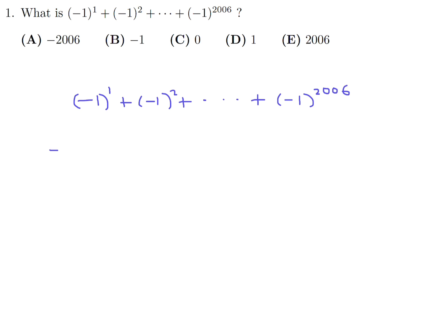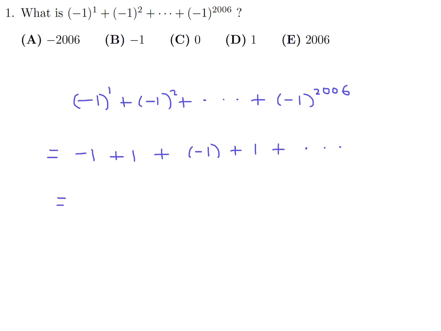Now if you have negative 1 to the power of any odd exponent, like this one right here, it will be just negative 1. And if you have negative 1 to the power of an even exponent, such as 2, it will be positive 1. And you just keep on going like that. Negative 1 to the power of 3 will be negative 1, and negative 1 to the power of 4 will be positive 1. See what I mean? And it just keeps on going.